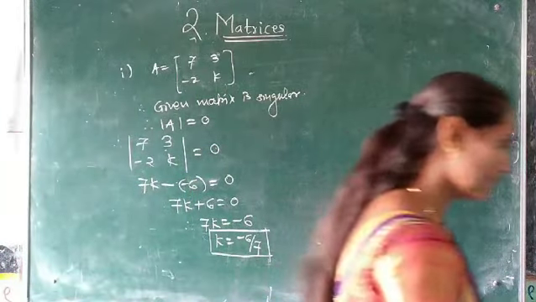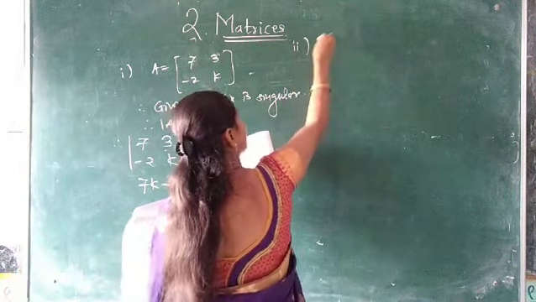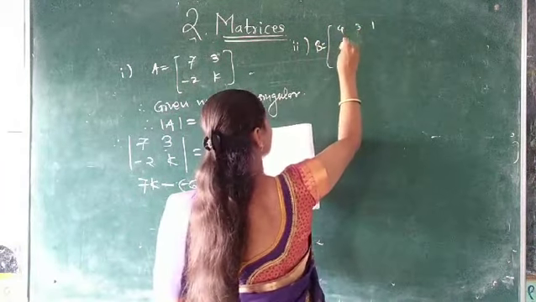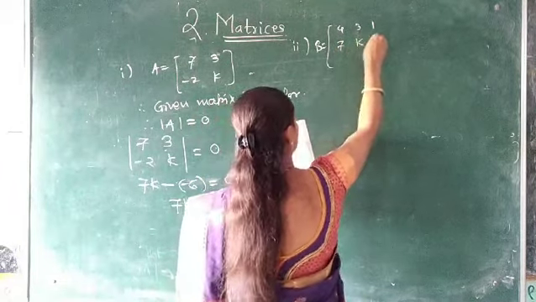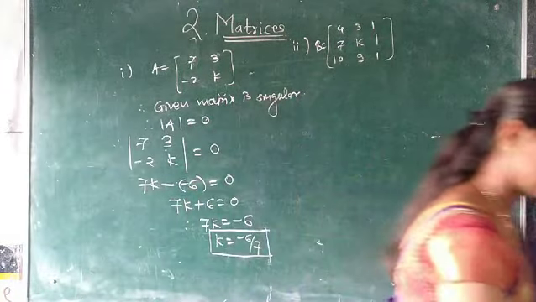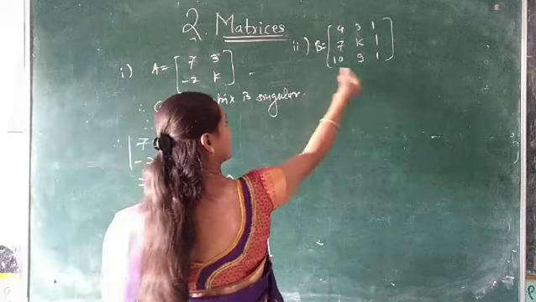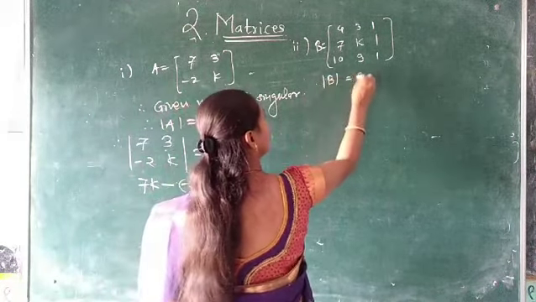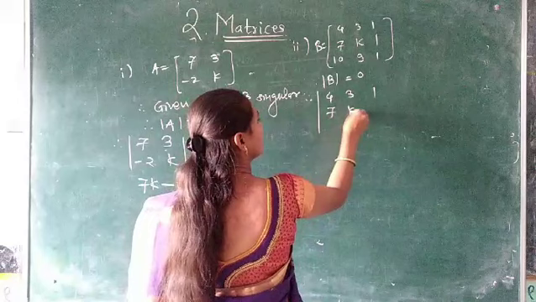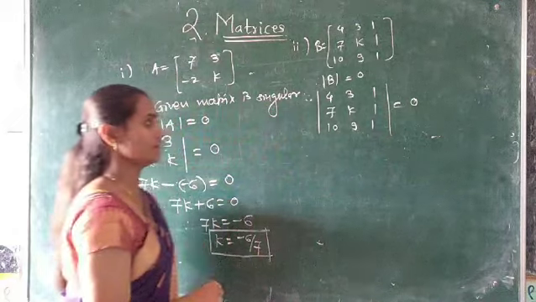Now, what is the second example? 4, 3, 1. Consider B. 4, 3, 1, 7, K, 1 and 10, 9, 1. Again, this matrix is singular. So, write matrix is singular. Therefore, determinant B is equal to 0. 4, 3, 1, 7, K, 1, 10, 9, 1 is equal to 0. The value of the determinant is 0.